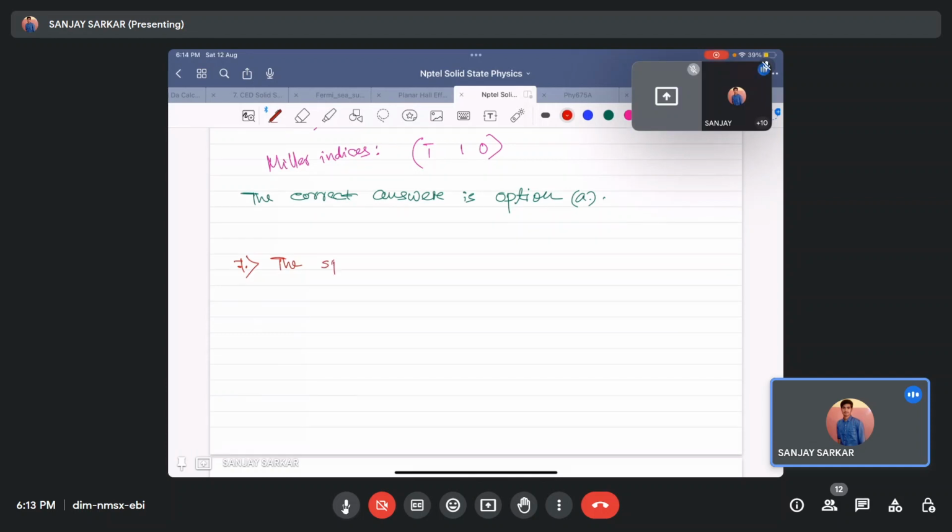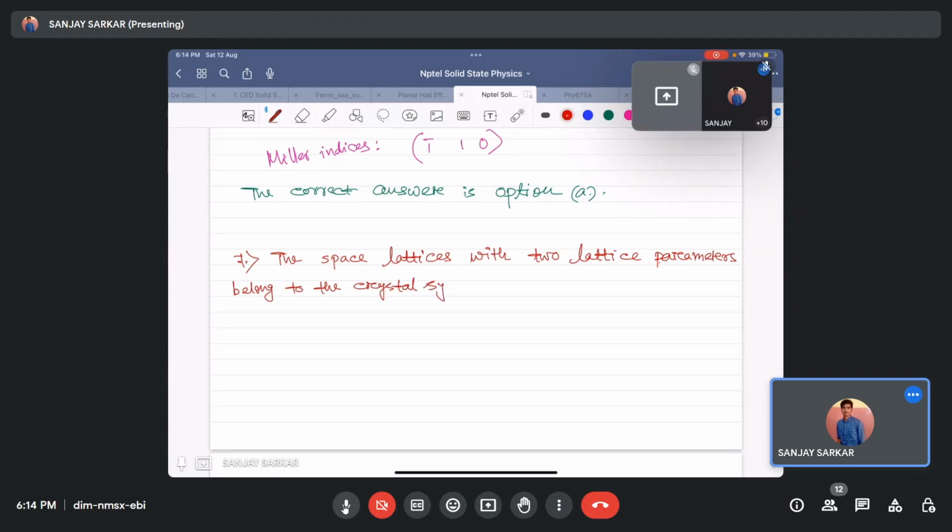The space lattices with two lattice parameters belong to the crystal systems.